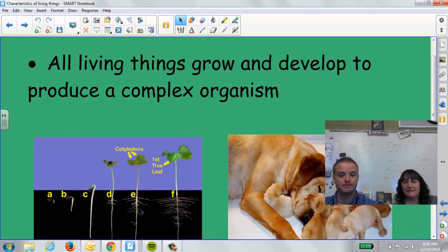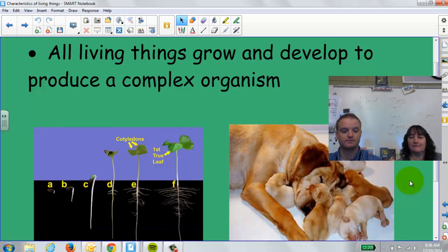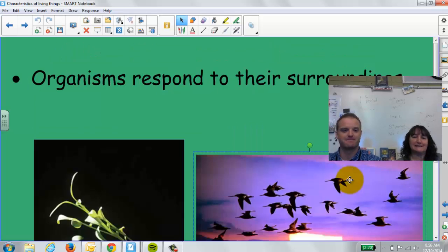All living things use that energy to grow and develop to produce a complex organism. Most living things start out as one cell. A few of them stay one cell, but most of them grow into multiple cells, and as you get into mammals, really complex organisms. And we get our cute puppies down here.